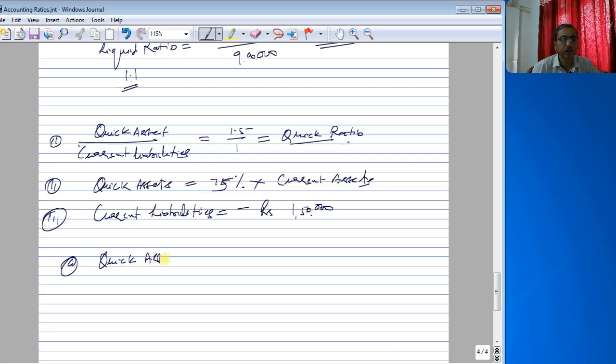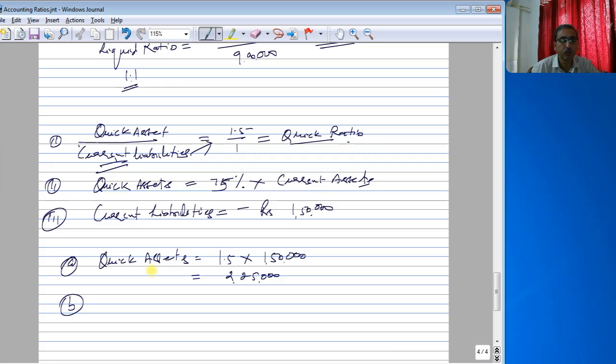Now first we calculate the quick assets. Can we calculate quick assets? Yes, we can calculate quick assets easily. Use this information: we multiply 1.5 into 1,50,000, which is the current liability. The current liabilities will go this side. If you multiply it, use the calculator, the quick assets come out to be 2,25,000.